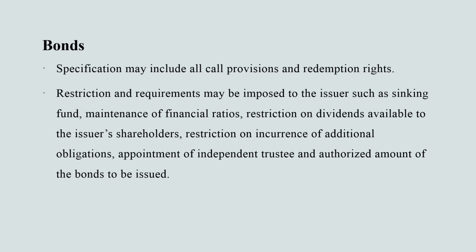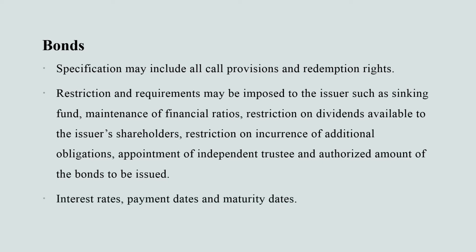Next is restriction on incurrence of additional obligations. So may restriction din kung uutang ka pa ba sa iba. Kasi kapag umutang ka sa iba, you're at a higher risk na baka hindi mo mabayaran yung hiniram mong pera sa investor. So bawal yun. Next is appointment of independent trustee. Ito yung mga katiwala ng investor. Usually the banks. Kapag hindi mo nabayaran yung utang mo, anong gagawin natin? And the authorized amount of the bonds to be issued. Next is interest rates, payment dates, and maturity dates are all included in the bond indenture.